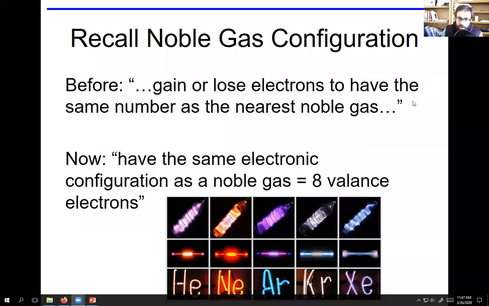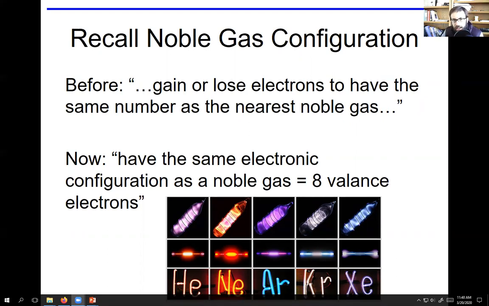All right, guys. So in this video, we're going to get some practice drawing our first Lewis structures of covalent compounds. But before we get there, just recall the noble gas configuration. Before, we were saying you need to gain or lose electrons to have the same number as the nearest noble gas. This is true. Now we've expanded upon that a little bit, and we're saying they have to have the same electronic configuration as a noble gas.